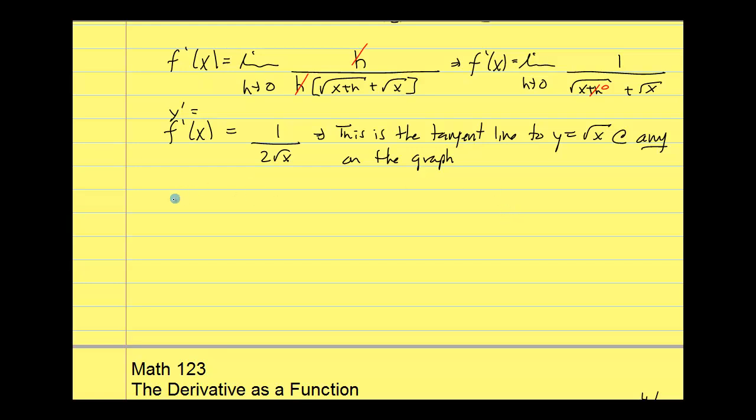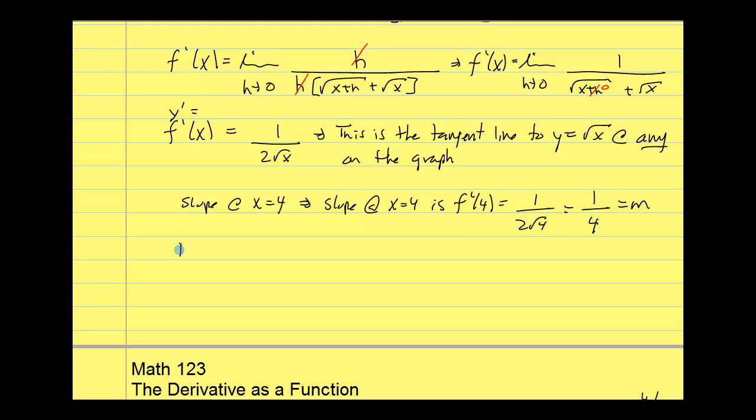Well, we want the slope at x equals 4. That was given to us in the original problem. So the slope at x equals 4 is f prime of 4, which is 1 over 2 root 4. Square root of 4 is 2. 2 times 2 is 4. So there's my slope. Recall the point was (4, 2), and now our slope is 1/4.